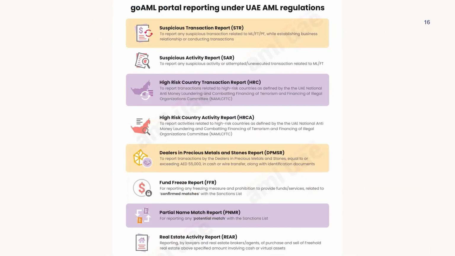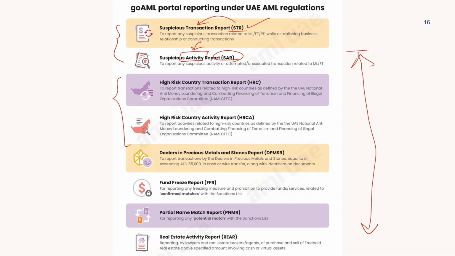Is STR the only report we can submit on the goAML site? No, of course not. We have various different reports to submit on the goAML site. Besides STR, which is related to a suspicious transaction of the customer, we can report the suspicious activity of this customer as a SAR report. And how about countries? This one is about the customer, but if we discover a suspicious transaction or high risk transaction about countries, regions, or cities, we can report it as HRC. And if their activity is at a high risk level, we can report it as HRCA.